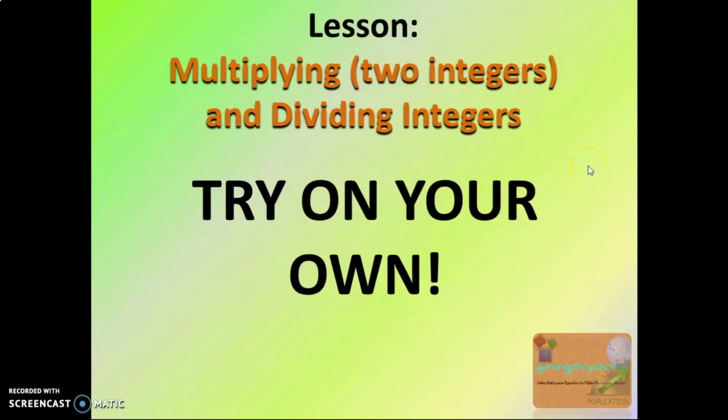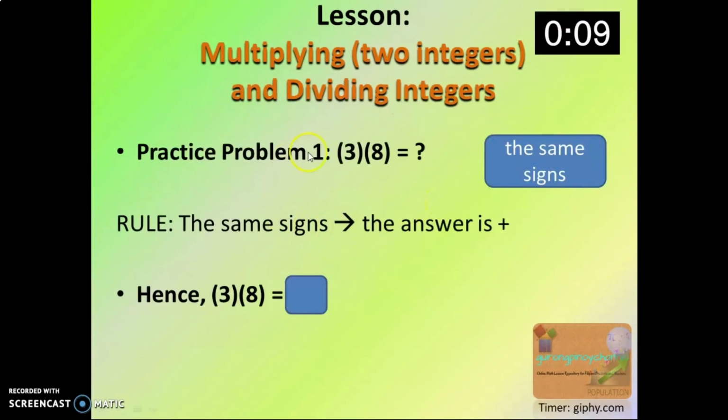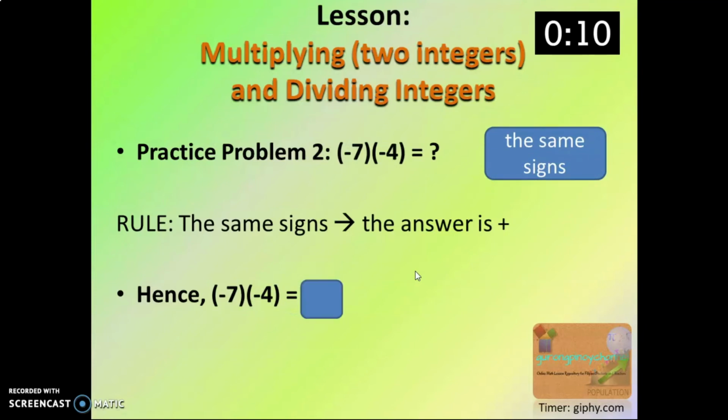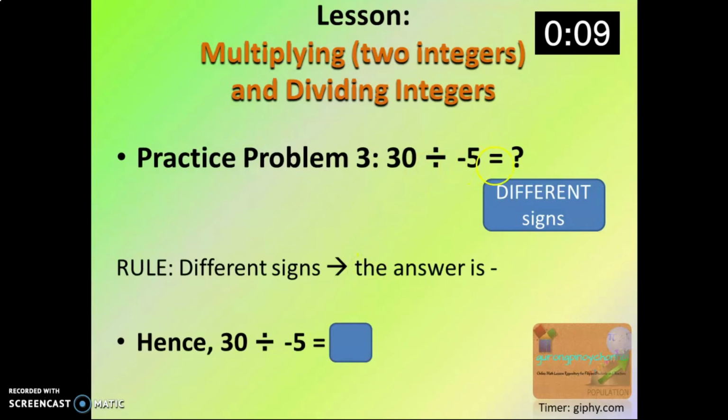Now, let's try on your own. We have here practice problem 1. 3 times 8. What is the answer? Okay, you are correct. It's 24. Practice problem 2. We have the same signs still. Negative 7 times negative 4. The answer is, you're right. It's positive 28.